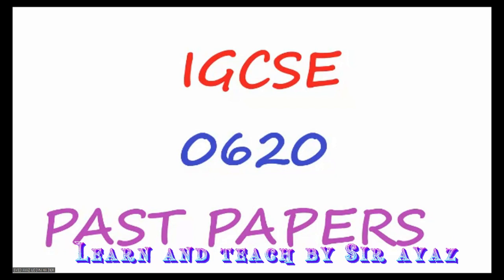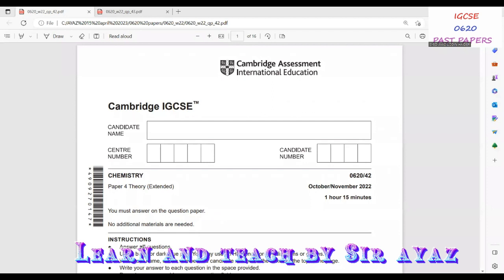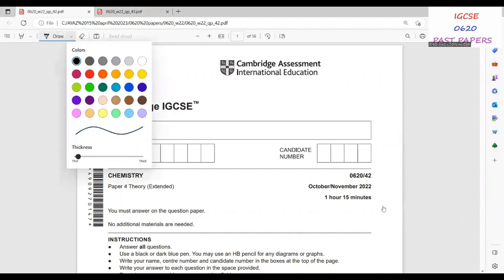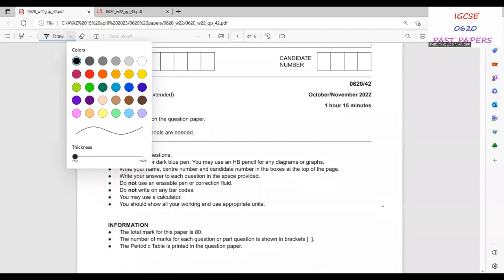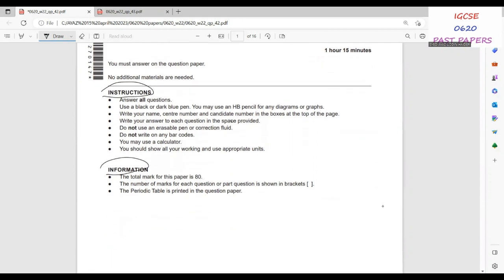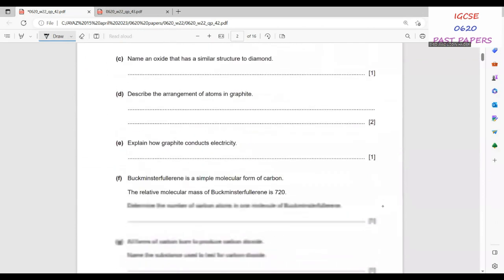So I will continue my video lesson for IGCSE 0620 past papers. And this time I have selected October-November 2022 and the paper is 42. In this paper, I am not going to talk about the instructions and information you have provided in this paper. I have already explained in my last video for October-November 2022 paper 41. So I will straight away continue with the paper.